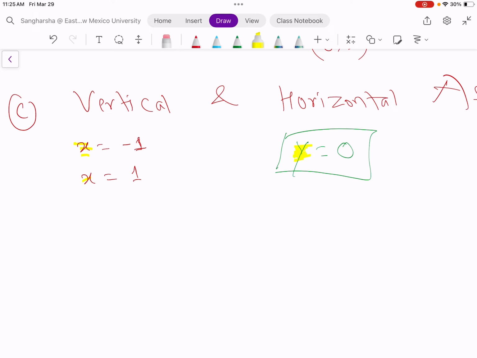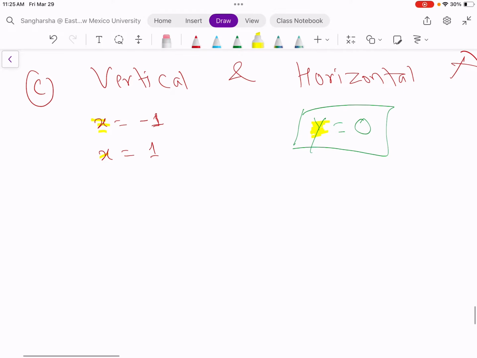Okay, so this is one type of question. You will be given a graph, and you will be asked to write down the domain, the horizontal asymptote and vertical asymptote if they exist, the x-intercept, and the y-intercept. So this is one type.